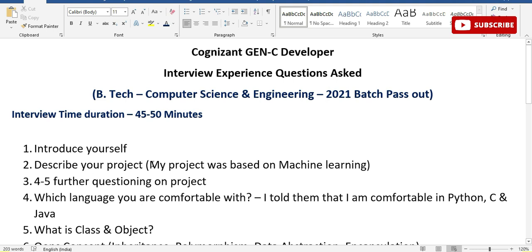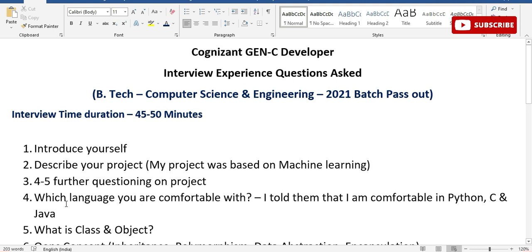His project mainly was based on machine learning. A lot of cross questioning happened from this project-based question. I mean, how was your project? Why did you choose this project? What kind of problems did you face in this project? How did it help you to do this project? A lot of basic questions were asked from the project work.